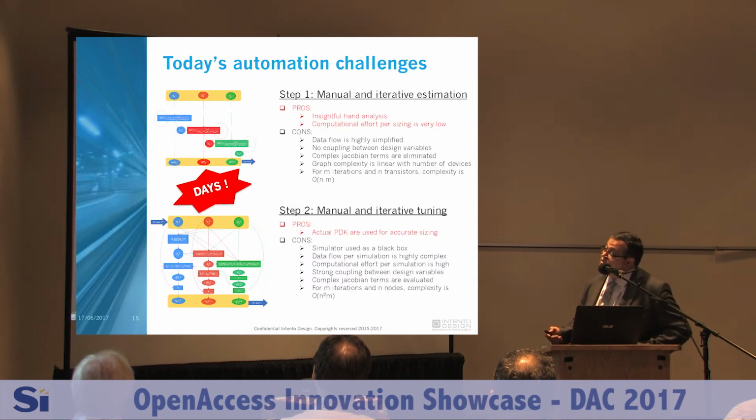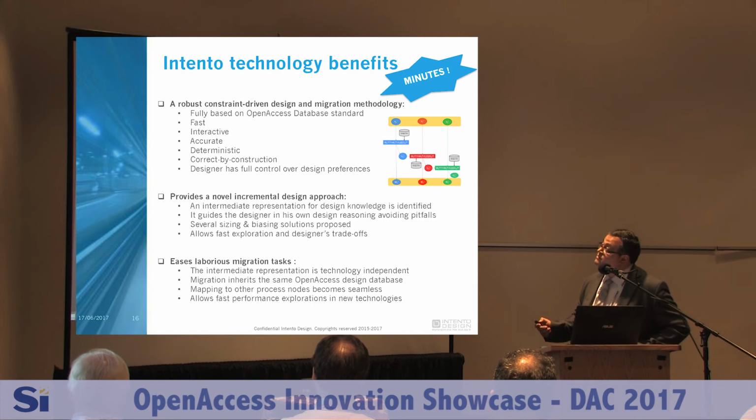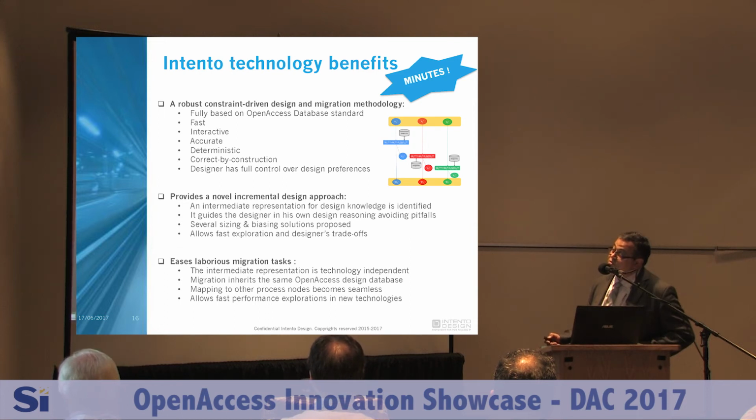So, but how does it work in reality? So actually, this is the manual design. Here in hand analysis, we have an insight with a very low computational effort. And we'd like to combine it with the actual PDK to have an accurate sizing. So instead of days, we just go for minutes. And we gain all these advantages. For example, we have a robust constraint-driven design and migration methodology that is fast, interactive and deterministic. It's not based on optimization, and it's correct by construction. But more important, it gives the designer full control. And I will show this by an example.